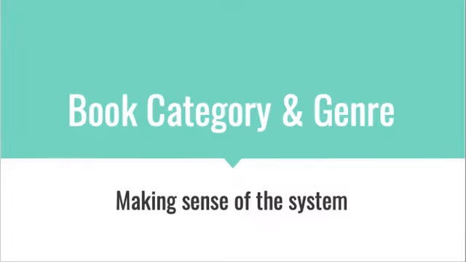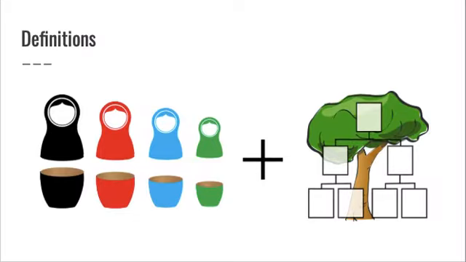Book category and genre, making sense of the system. First, we're going to attempt to define category and genre because there's a lot of confusion in this area. The best way I can think of this is to imagine category and genre like a nesting doll with category on the outside and everything else on the inside, but also like a family tree because you can drill down deeper once you get into genre.